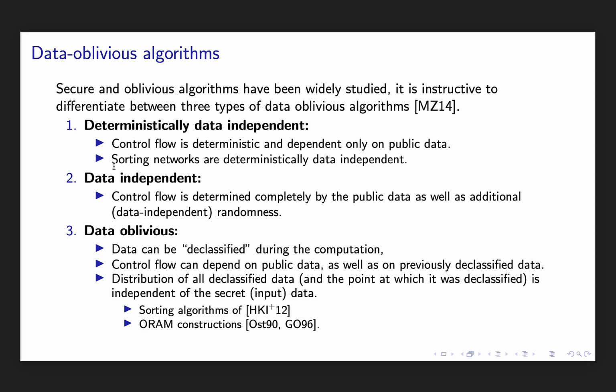But if we do this, we still need to ensure that the distribution of all the declassified data, along with the point at which it was declassified, is independent of the input data. And this is the type of data obliviousness that's achieved by most cryptographic constructions like sorting algorithms and oblivious RAM protocols. Now, before we dive into our new merge protocol, let's look at some applications of secure merging.